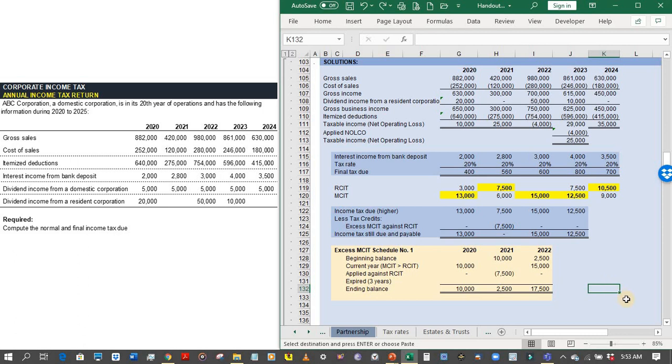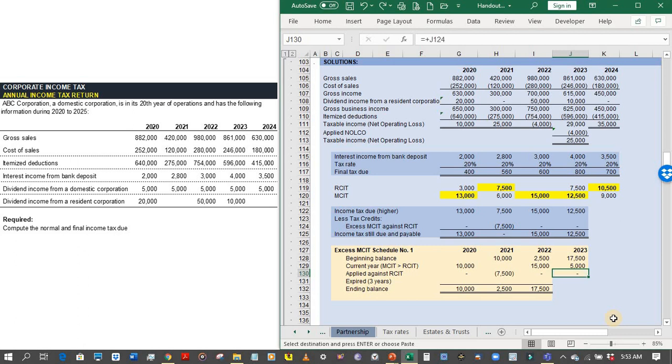Then let us update the schedule in 2023. So our beginning balance for 2023 is 17,500 pesos. Then the current year excess MCIT, because MCIT is greater than RCIT in 2023, will be 5,000 pesos. So this is the difference between 12,500 and 7,500 pesos. And then we have no applied excess MCIT in 2023, so that will be 0.